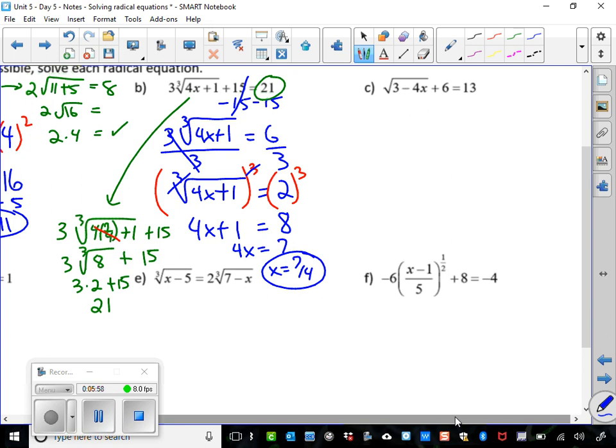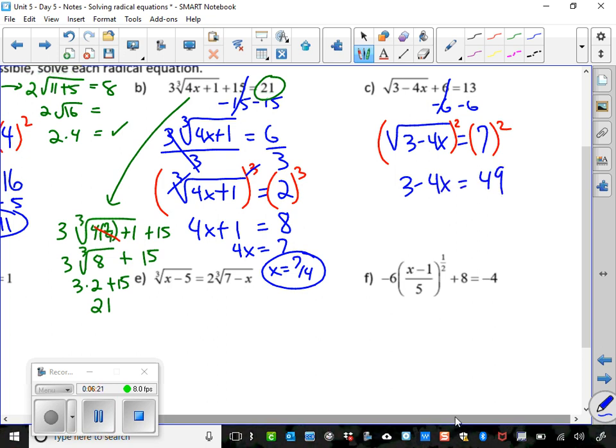All right. So with letter C, I have a square root, so I have to get rid of the 6 first. Outside, clean it up. So take away 6. So that's gone. So I have a square root of 3 minus 4x equals 13 minus 6 is 7. So I'm ready right now to square both sides. Okay, so on the left side, 3 minus 4x pops out, equals 49.